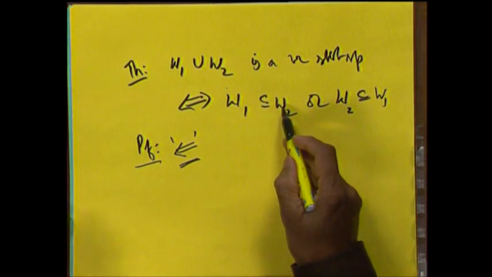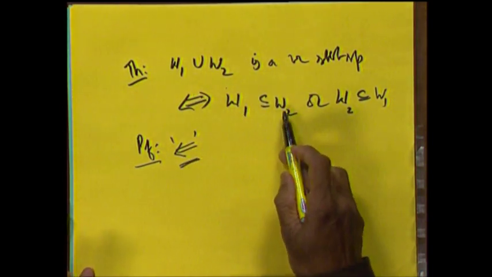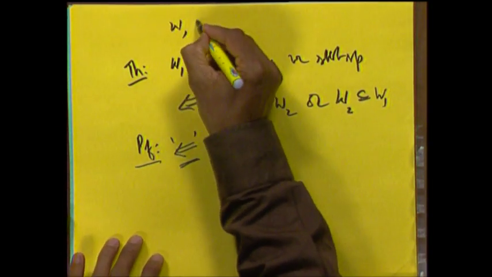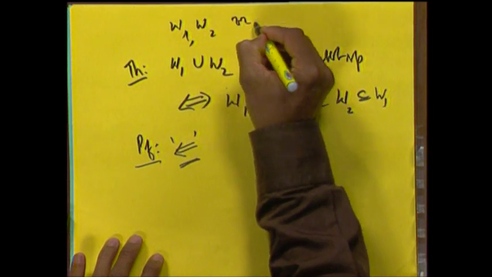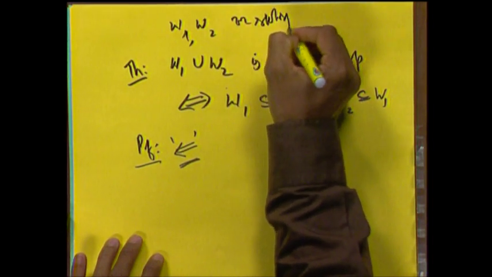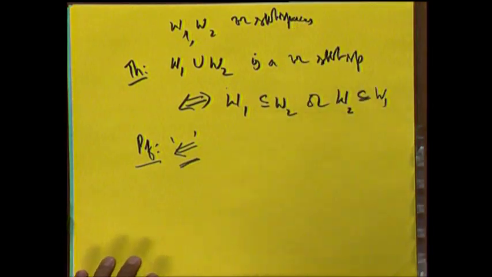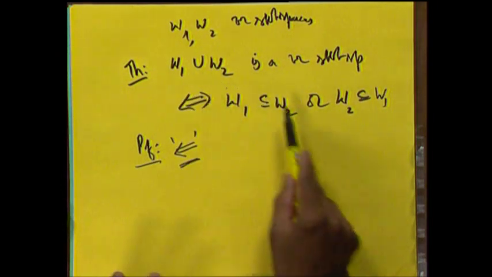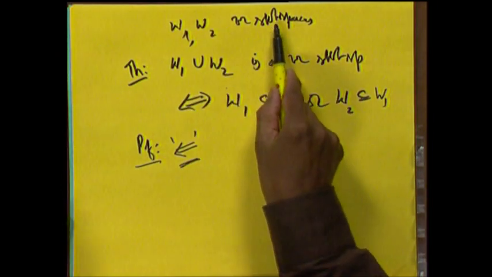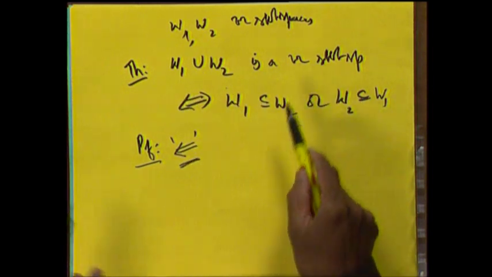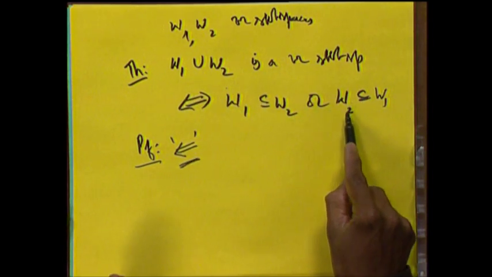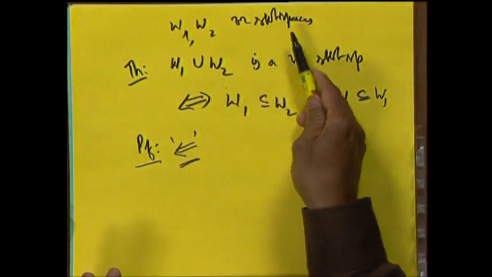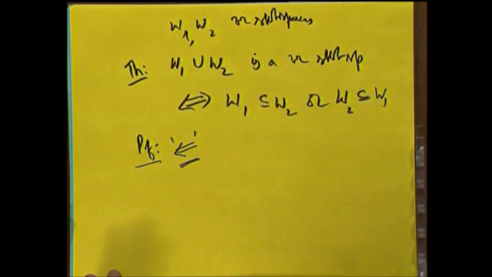If W1 is contained in W2, then their union is this W2 and W2 is a vector space. I am assuming that W1, W2 are vector subspaces. So if W1 is contained in W2, their union becomes the larger one W2, and W2 is assumed to be a vector subspace, therefore their union is also a vector subspace. And similarly, you can see that in this situation W2 contained in W1, the union becomes W1 and W1 is assumed to be a vector subspace, therefore union also becomes a vector subspace.